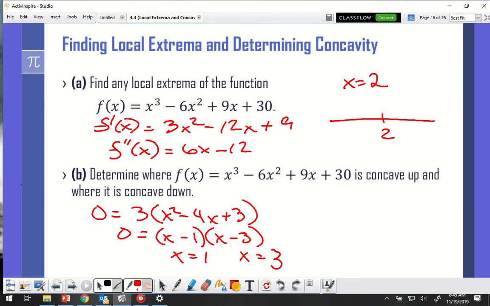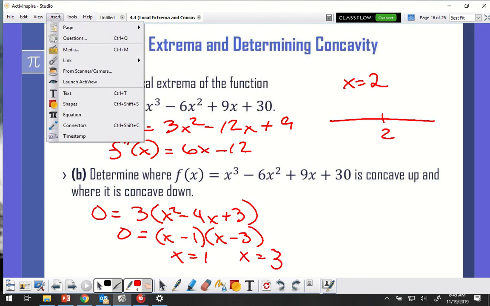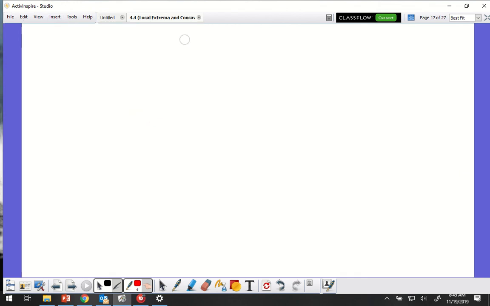So now I have a bunch of stuff right here. So I'm going to insert a new page. Number line. What was it? 1 and 3, and at 2 is my change in concavity, right?